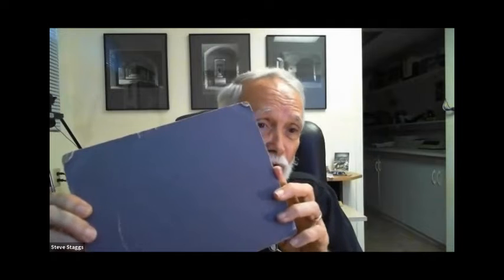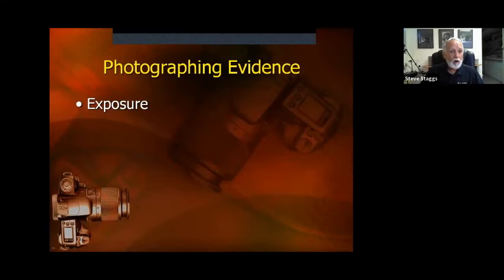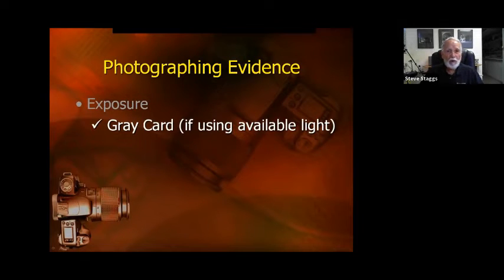Otherwise, the photograph will undoubtedly be underexposed. It'll be too dark because it's taking this nice bright background that we want to keep and making it neutral or gray. For our exposure, if we are using a steady burning lamp, we need to use a gray card to help us with our exposures.